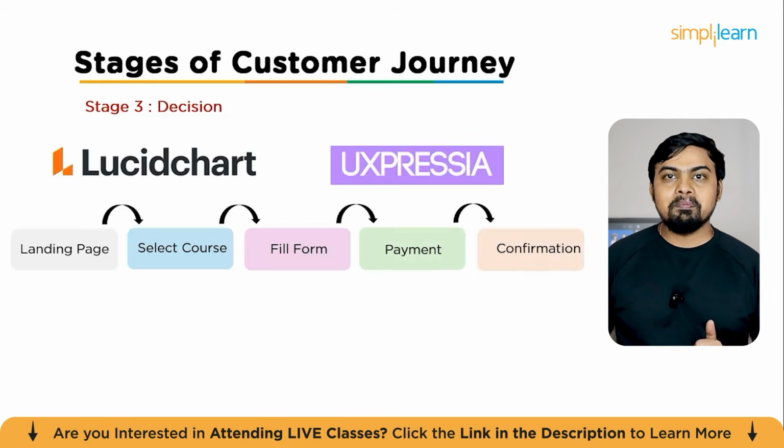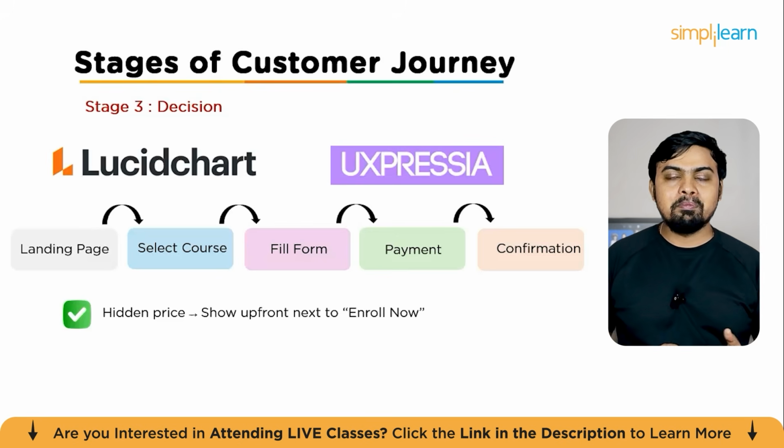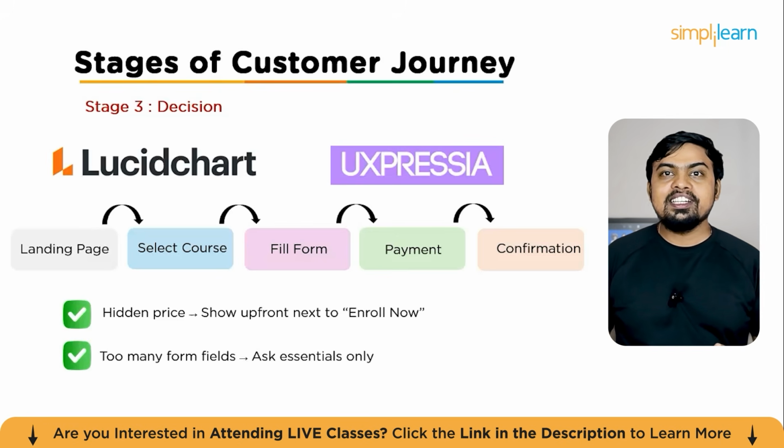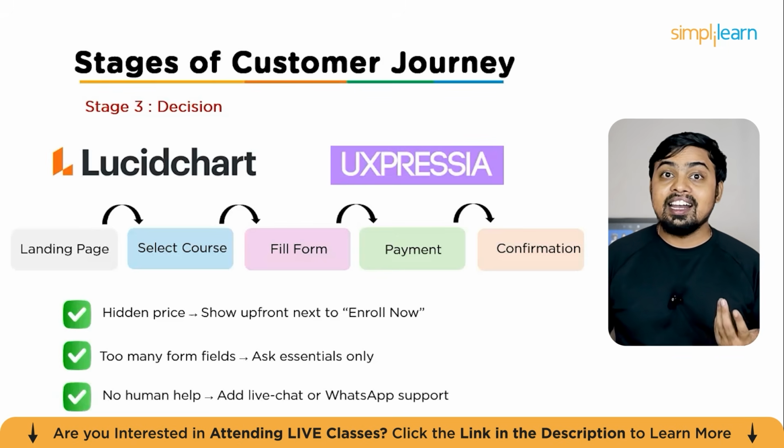Now, mark the pain points and quick fixes. So the pain points can be: hidden price, show upfront next to enroll now. Too many form fields, ask essentials only. No human help, add live chat or WhatsApp support. A clear, fast, mobile-friendly checkout can make or break the final click.